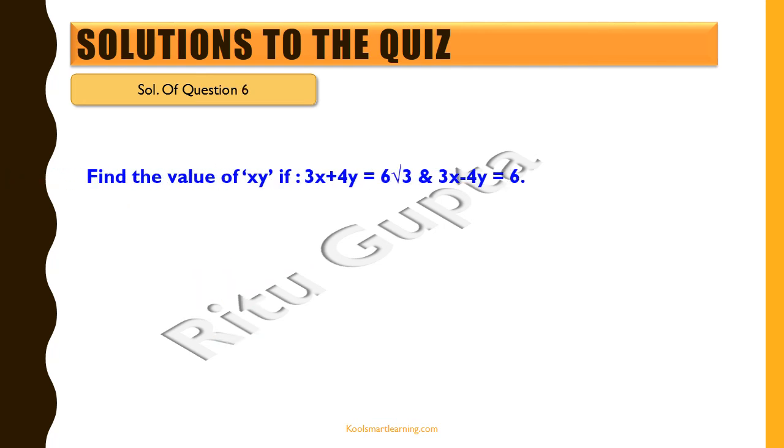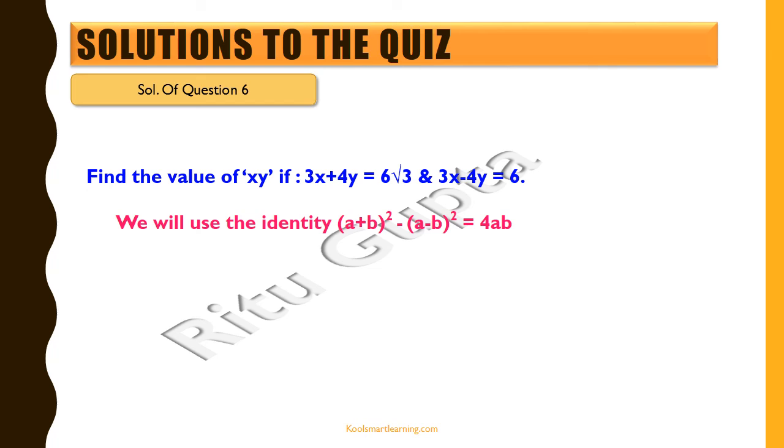Now the solution to the last question. We have to find the value of xy if these two polynomials are given. One approach would have been to solve these linear equations, find the value of x and the value of y, and then multiply the two to get the final value of xy. But let's see how we use the identity to make it simpler and calculate the value of xy directly.